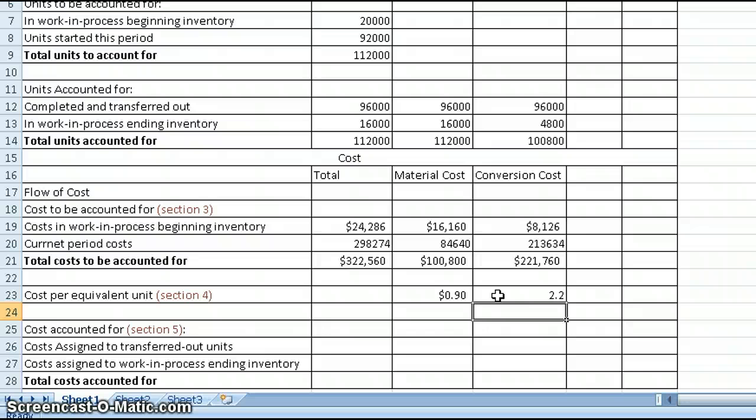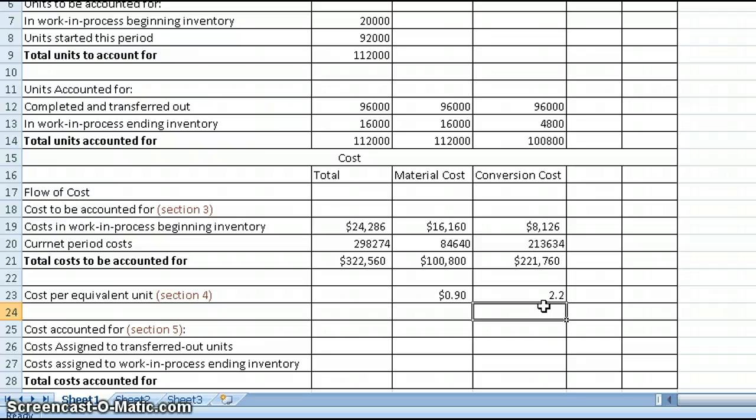Step 5 is to assign the product cost to batches of work. This is by products completed and the products that are not complete. Now that we have the number of equivalent units and the cost of those units, we can now complete section 5. This is done by using the equivalent units in section 2 of the completed and transferred out units and the in work in process ending inventory.